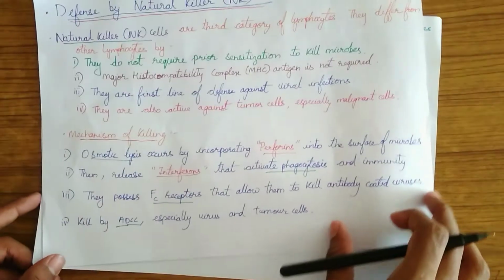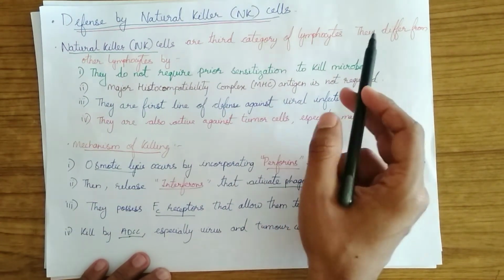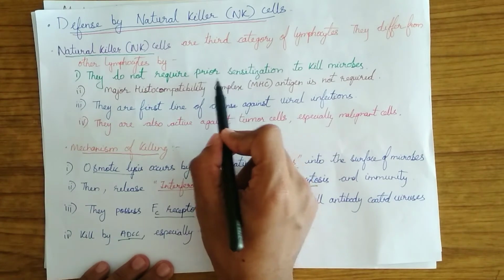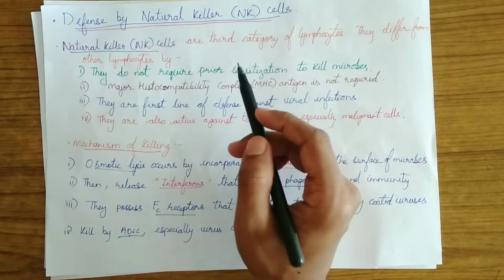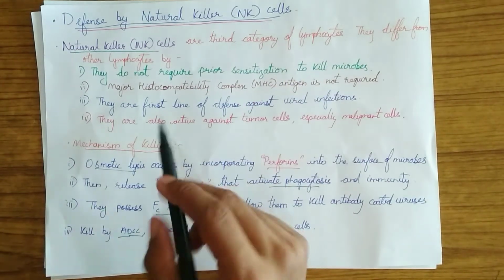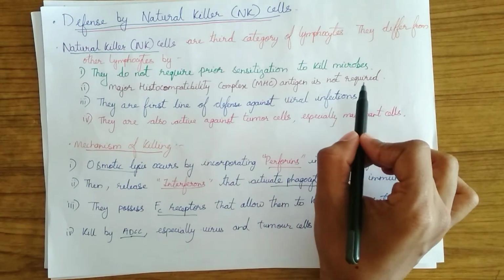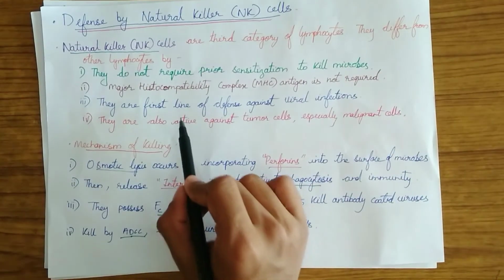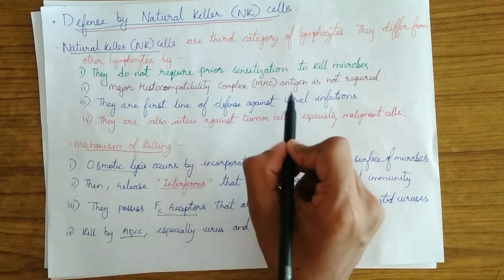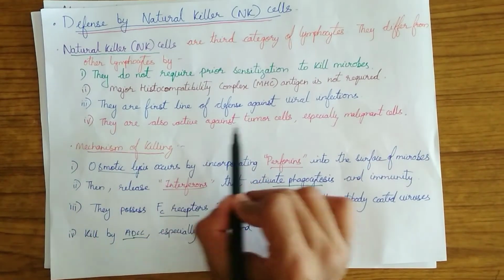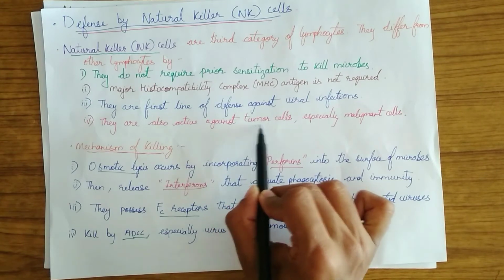The next one is defense by natural killer cells. Natural killer cells are the third category of lymphocytes. They differ from other lymphocytes in that they do not require prior sensitization to kill microbes, whereas the other lymphocytes need to be activated first. The major histocompatibility complex or MHC antigen is not required, whereas the other lymphocytes require it. They are the first line of defense against viral infections, so these natural killer cells increase greatly during viral infections. They are also active against tumor cells, especially malignant cells.